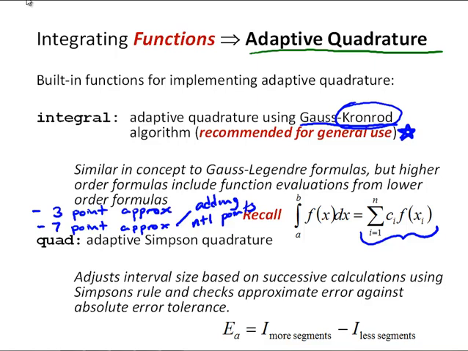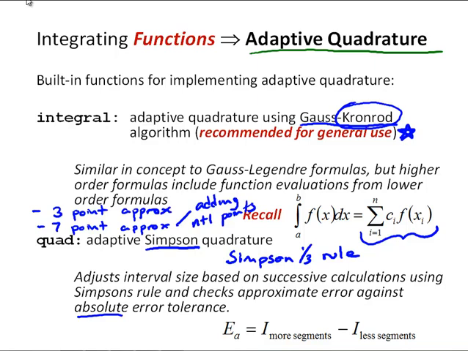Another MATLAB function for numerical integration is the quad function, and I mention it here because it uses adaptive Simpson quadrature. So again, that's using Simpson's 1/3 rule. The way it works is it adjusts the interval size based on successive calculations using Simpson's rule, and then checks the approximate error against an absolute error tolerance.